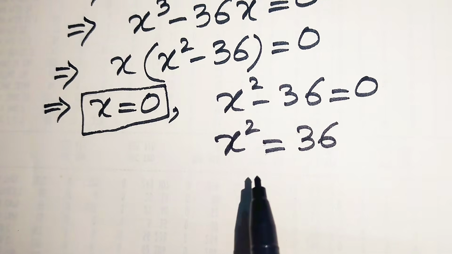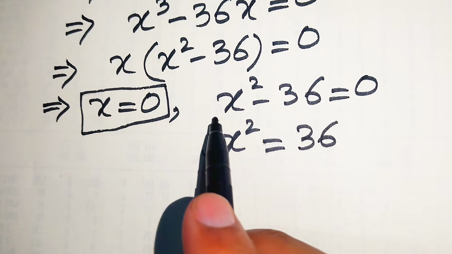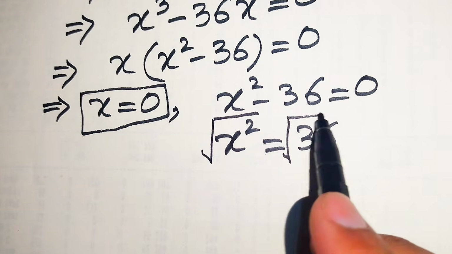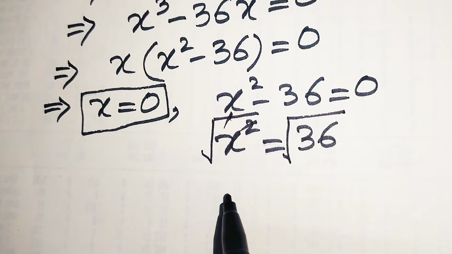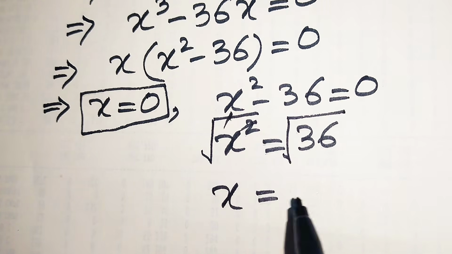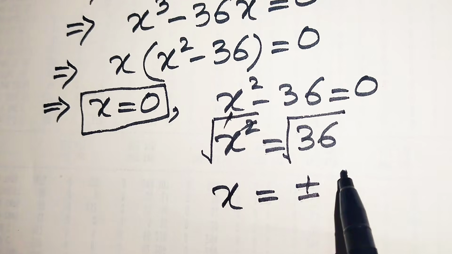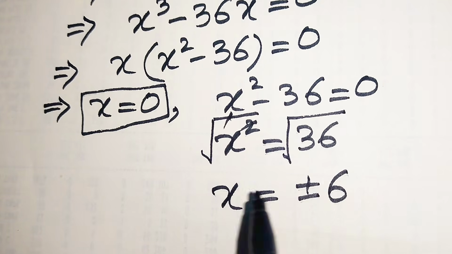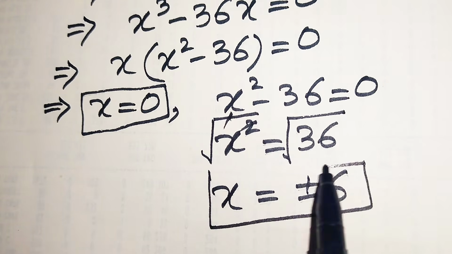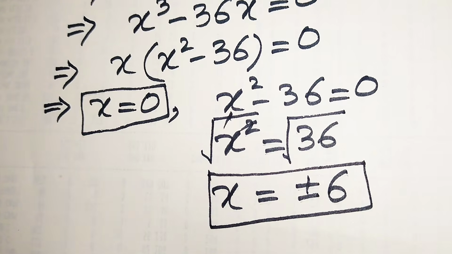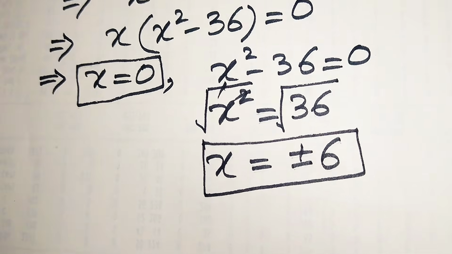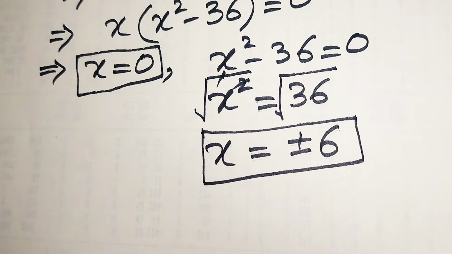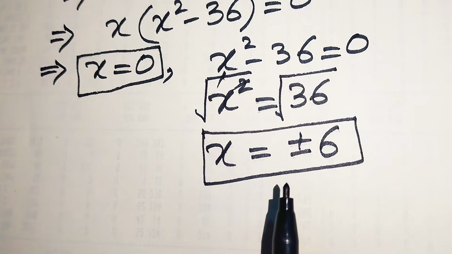Now for the other roots we take the square root on both sides, and this is written in this form. The square and the square root cancel, and we get x equals plus minus 6. We know that the square root of 36 is plus minus 6. These are the other two roots of the given equation. So finally, you see there are three roots of the given equation: x equals 0 and x equals plus minus 6.